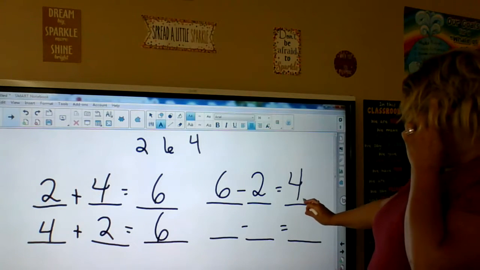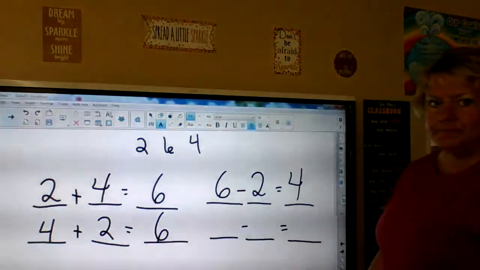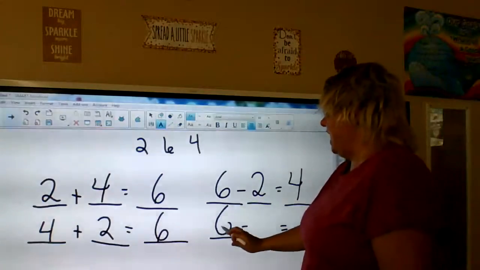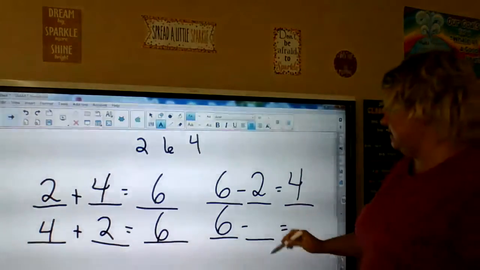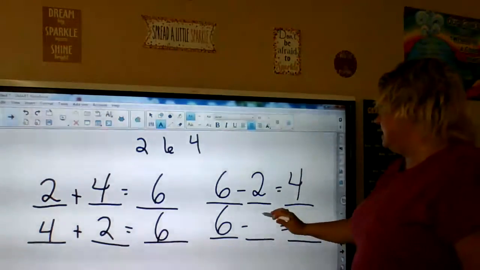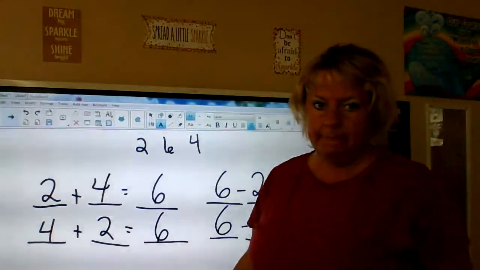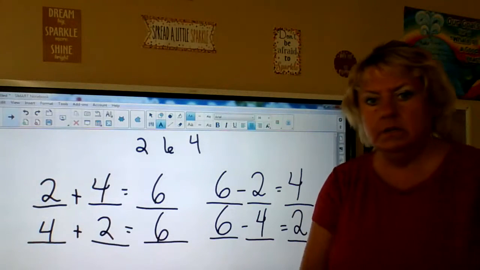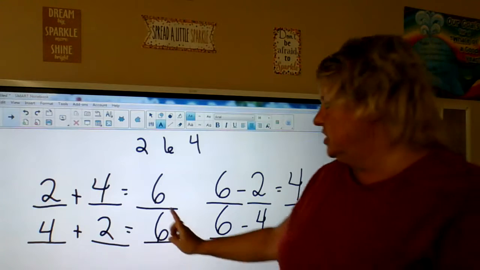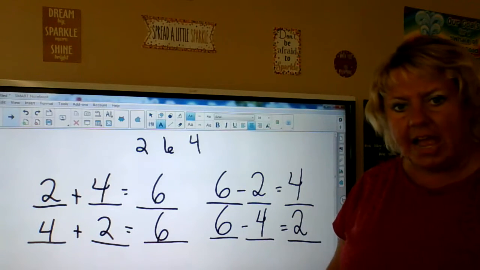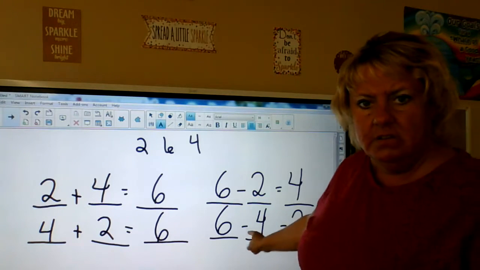Let's check that. Is 4 plus 2 6? 4 plus 2 is 6. This is subtraction, so I want to start with the whole again and break it into the 2 parts. And for these, I just flip the numbers. 6 minus 4 is 2. Okay, fact family has 4 facts, 2 addition, 2 subtraction. They all have the same 3 numbers.